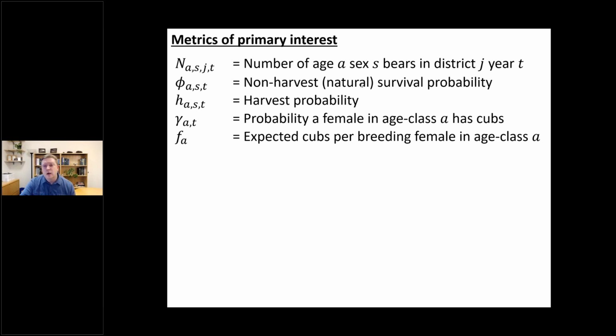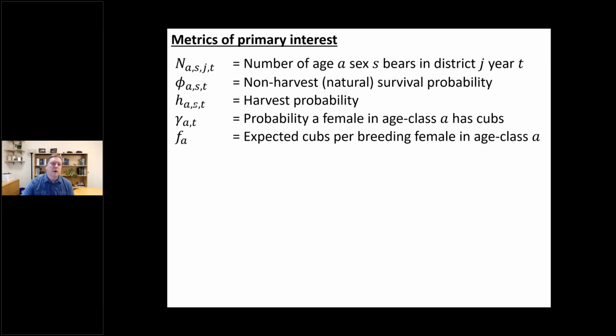Then we have this non-harvest natural survival probability. So this P sub A,S,T is the probability of surviving all natural mortality causes. And then we have a harvest probability, H sub A,S,T, which is the probability that, given you survive from the den season to the harvest season in the fall, you're then harvested. So again, you can think about this non-harvest or natural survival probability as the probability you survive from January to right before harvest, and then this harvest probability being that, conditional on surviving, you are then harvested during the harvest season.